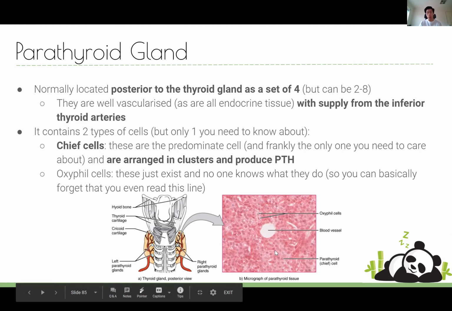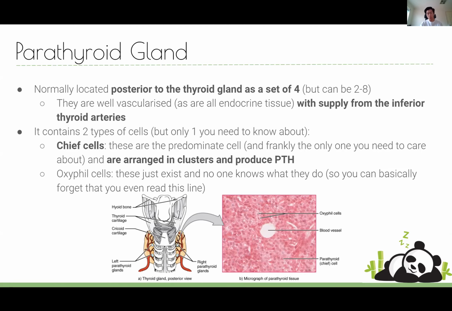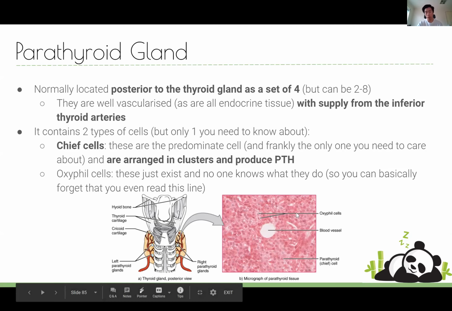The other group of cells are called oxyphil cells. And I think the real important thing to know about those is that they exist, and that's it. So if you ever get a multi-choice with an answer particularly about oxyphil cells, then I don't think it's going to be the correct answer, but it's just a random cell that's in the parathyroid gland. And these arrows apparently point to some of them, but that doesn't really matter.